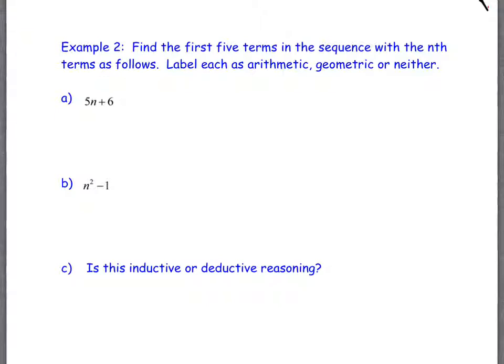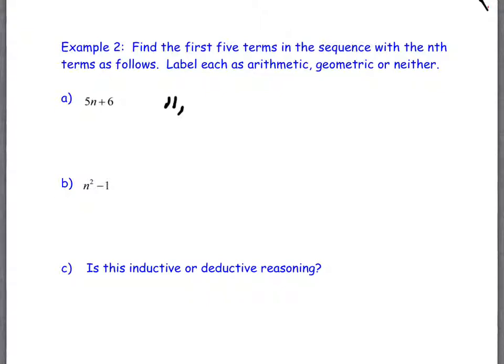All right, another example. On this example, we are given equations, and we're asked to find the first 5 terms in the sequence and decide if the sequence is arithmetic, geometric, or neither. So, we're going to plug in n equal to 1, then n equal to 2, n equal to 3, and so forth. We're going to do it for the first 5 terms, and we're going to write those down. So if n equals 1, what do I get?